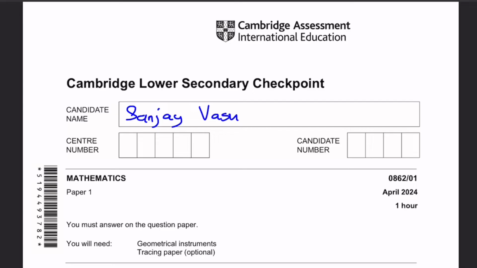This time I'm doing the Cambridge Lower Secondary Checkpoint Mathematics Paper 1 for April 2024. You're not allowed to use a calculator.